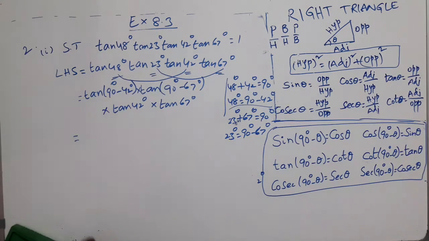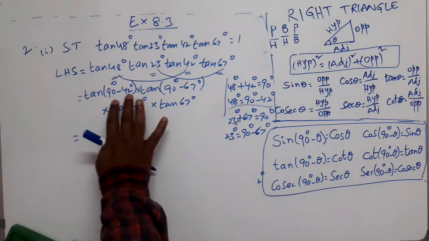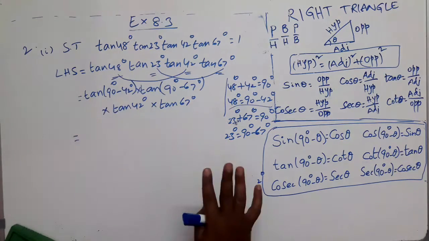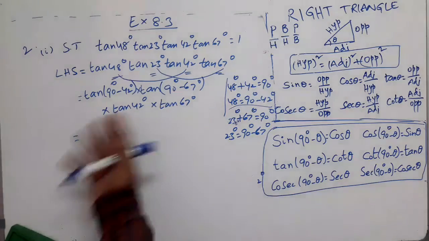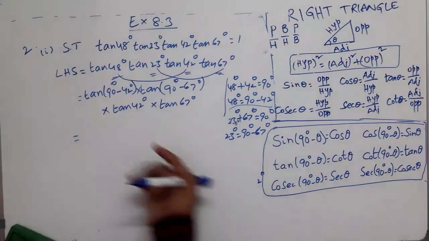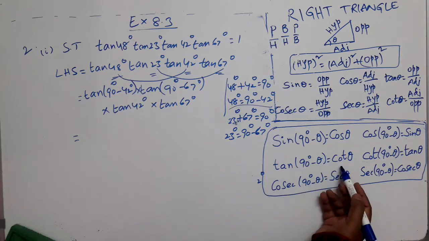Tan 90 degrees minus theta. Tan 90 degrees minus something. This is of that form, because to use this formula only, I have converted that. Yes, obviously. Tan 90 minus theta can be replaced by cot theta.